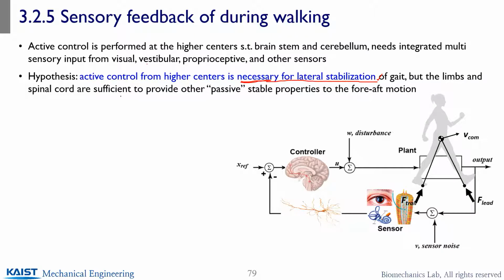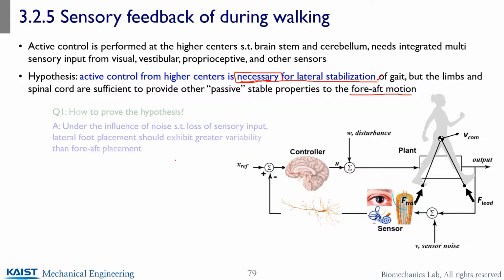Okay, so for fore-aft motion, like sagittal plane motion, we will still use the passive walking scheme, and instead for the lateral motion, we are going to introduce the sensory feedback and examine how those hypotheses could be tested through the experiment.